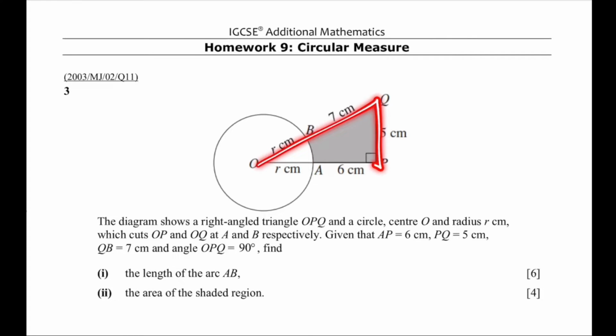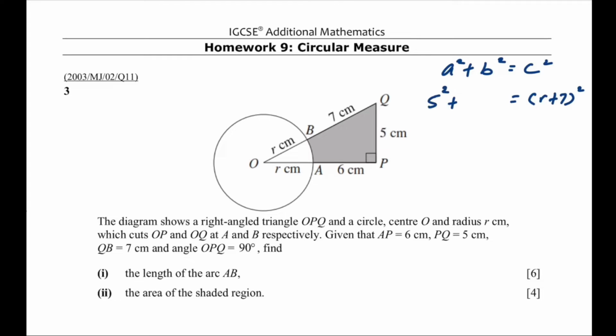Since this is a right angle triangle, you can either go for SOH CAH TOA or Pythagoras theorem. I think I will just go for Pythagoras theorem. It's easier that way. A square plus B square equals C square. C must be the longest one, so this is C, R plus 7. And then A could be 5 square, and B could be 6 plus R square, because this is 5, 6 plus R, and 7 plus R. So this is how you fill in.